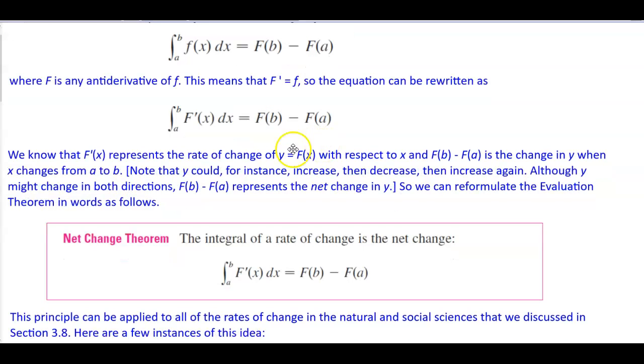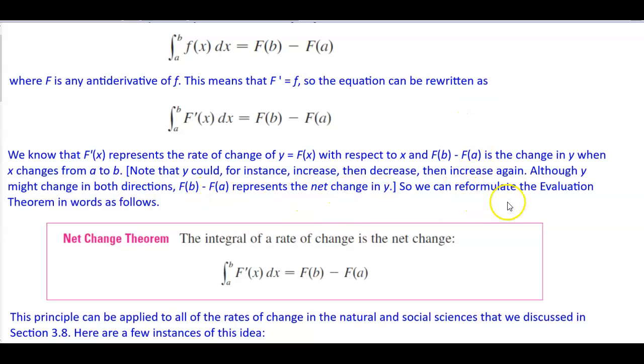Now, we know that F prime of x represents the rate of change of y, where y is equal to F of x, with respect to x, and F of b minus F of a is the change in y when x changes from a to b. Note that y could, for instance, increase, then decrease, and then increase again, so y might change in both directions. F of b minus F of a represents the net change in y.